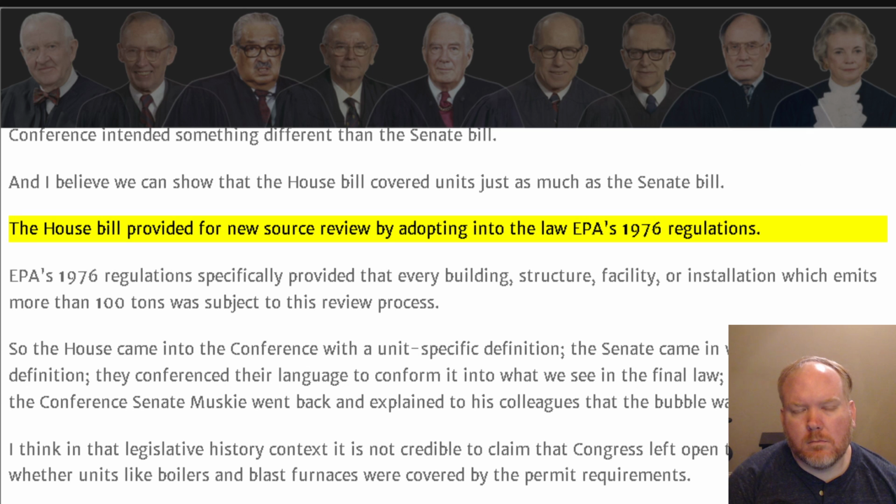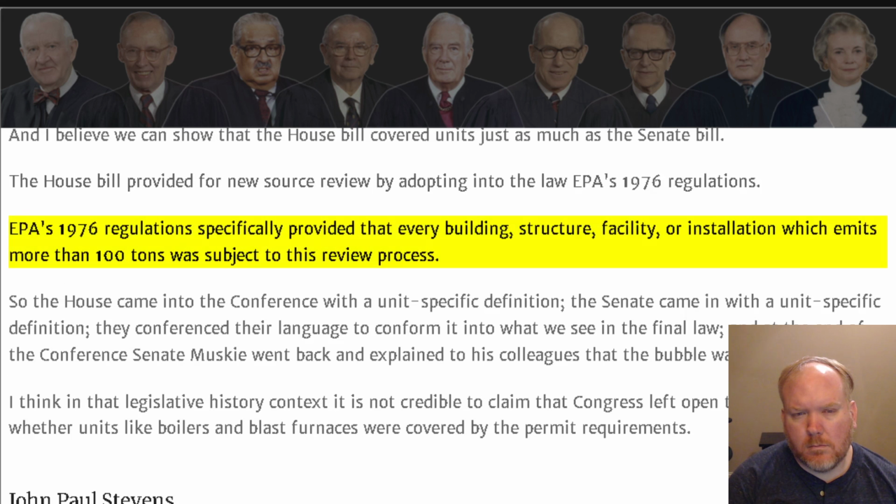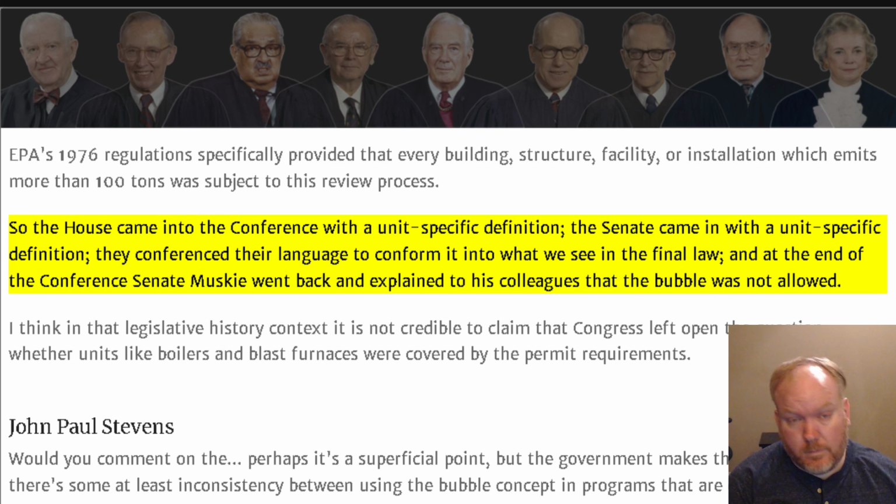The House bill provided for new source review by adopting into the law EPA's 1976 regulations. And EPA's 1976 regulations specifically provided that every building, structure, facility, or installation which emits more than 100 tons was subject to this review process. So the House came into the conference with a unit-specific definition. The Senate came in with a unit-specific definition.